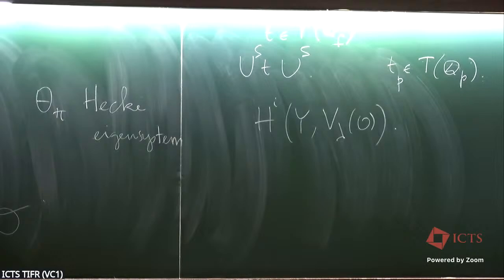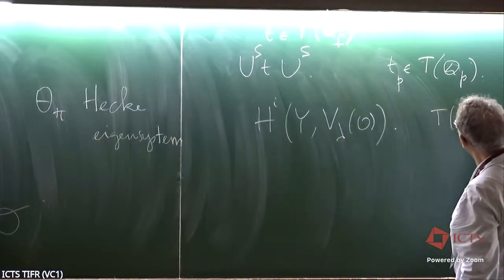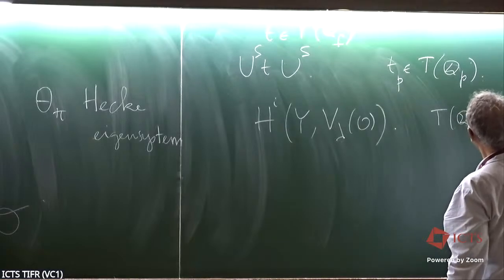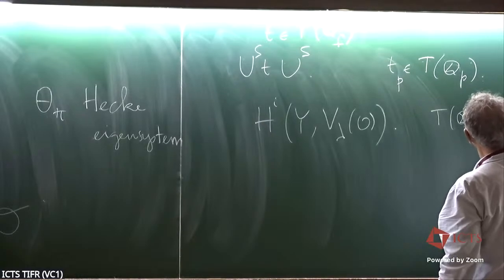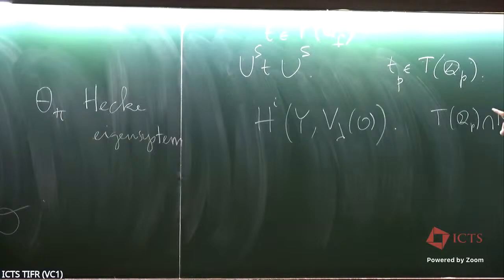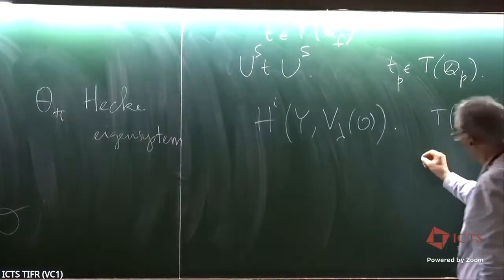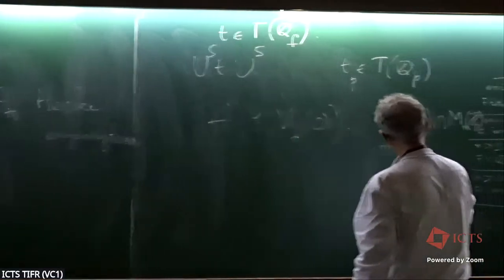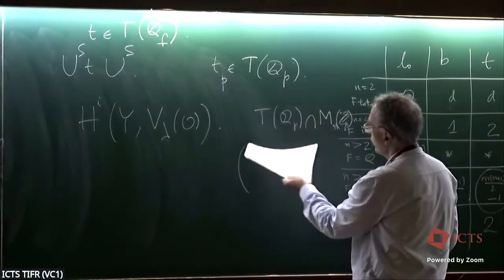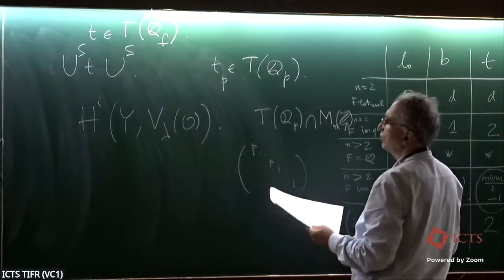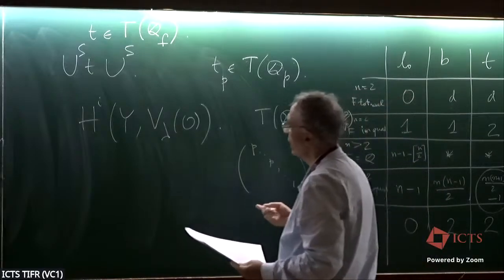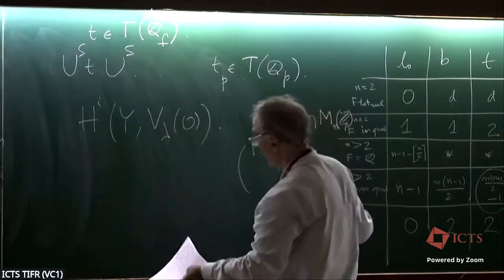Okay, and so I won't define the action of all of T of Q_P. I will define the action of T of Q_P intersected with the integral matrices. So I will assume that the element is, for instance, something like (p, p, p, 1, 1, 1), that's perfect. This is in the torus, but it is integral. That's the kind of elements we consider. I want to define the action of these Hecke operators, and we can define that easily.